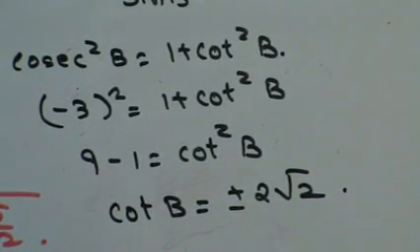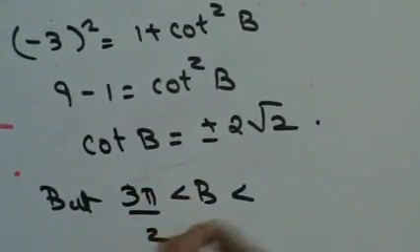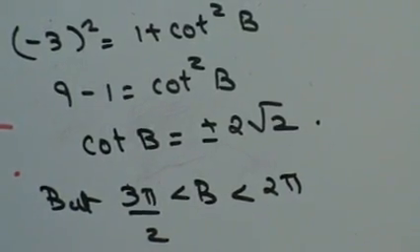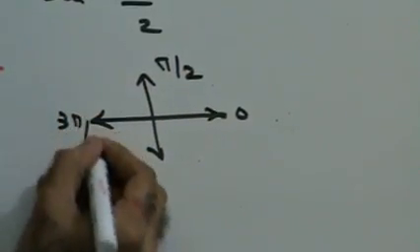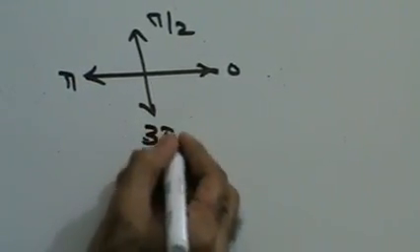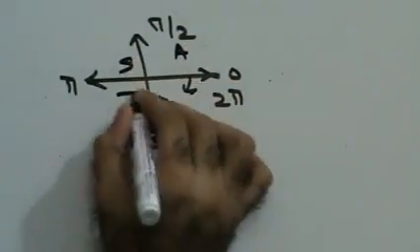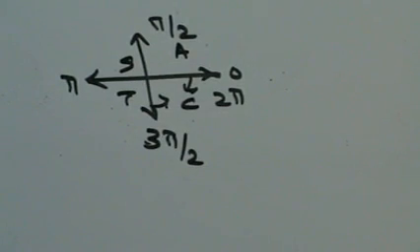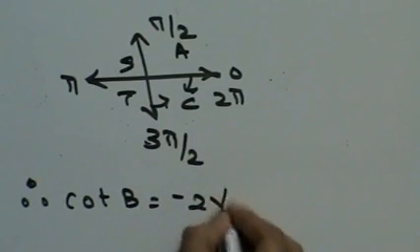But they have given you that B is greater than 3 pi by 2 and less than 2 pi. That means I can say B is in the fourth quadrant. All silver teacups: in the fourth quadrant only cos and sec ratios are positive. Therefore I could say that cot B is negative 2 root 2.